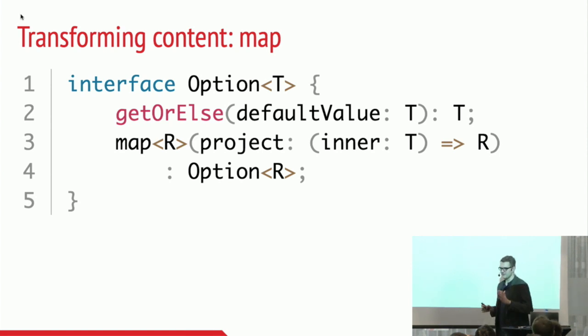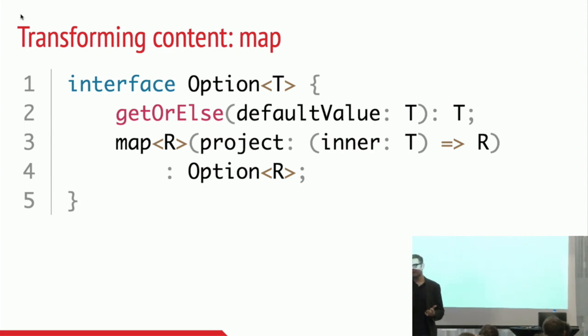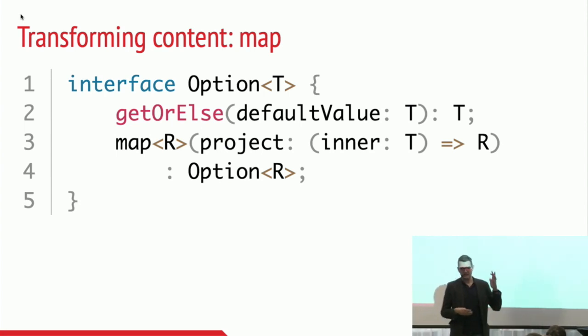So I guess most of you know map on arrays, right? Who knows map on arrays? Okay, a lot of hands. So what map on arrays does, it takes a function and applies it on every element of the array. And if the array is empty, it just returns an empty array.